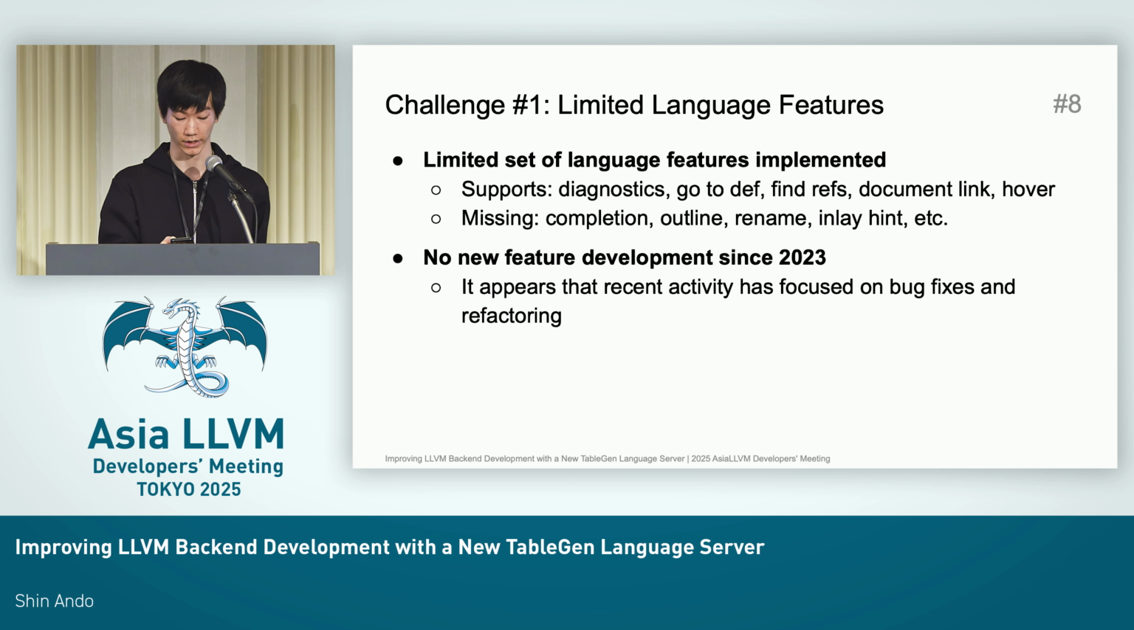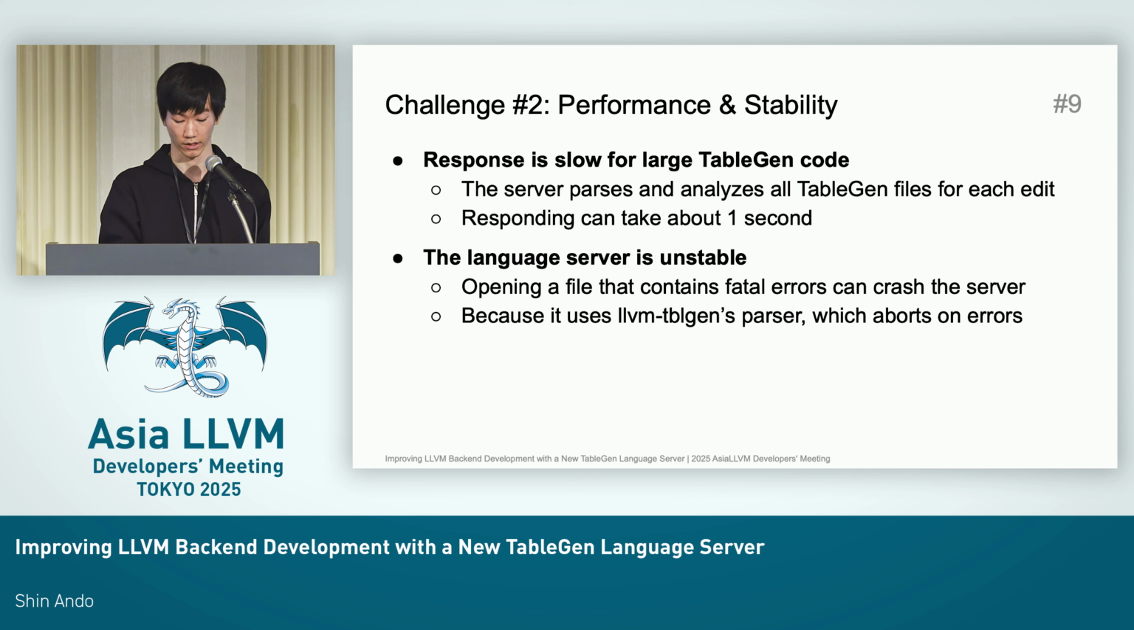Second, when working with large TableGen code bases, the language server may exhibit slow response times. This is because the server parses and analyzes all files every time you edit code in the editor. In the worst case, it may take up to a second or more to receive responses after making code changes. Additionally, the language server can be unstable. Opening files containing fatal errors may cause the server to crash. This occurs because the CLI-based LLVM TableGen parser is reused here, which is implemented to abort the program upon encountering errors.